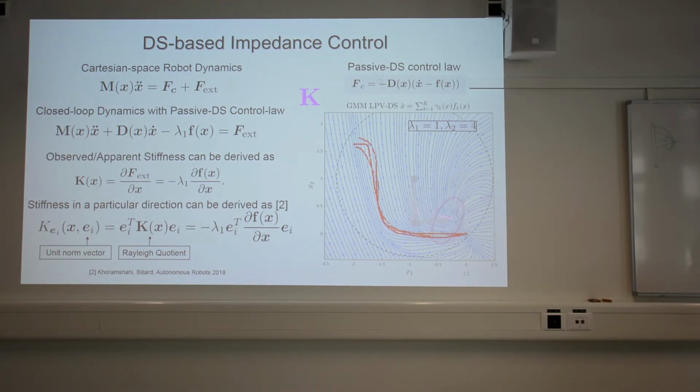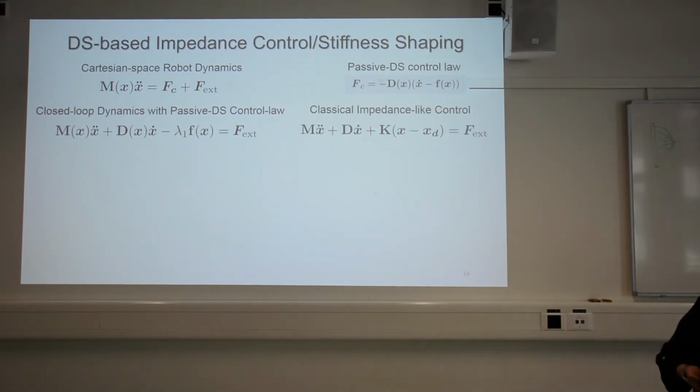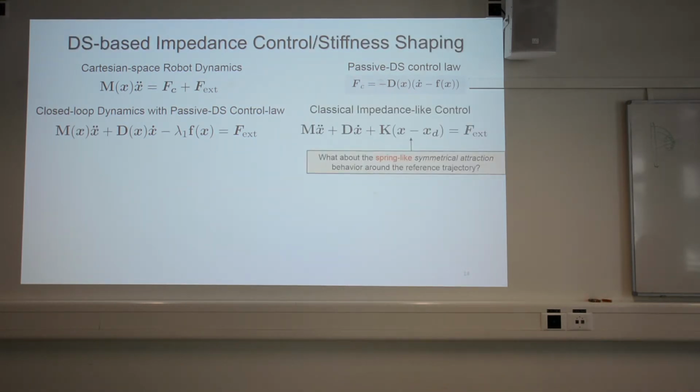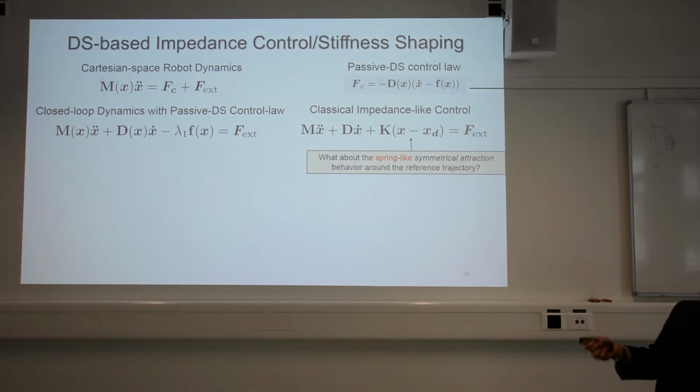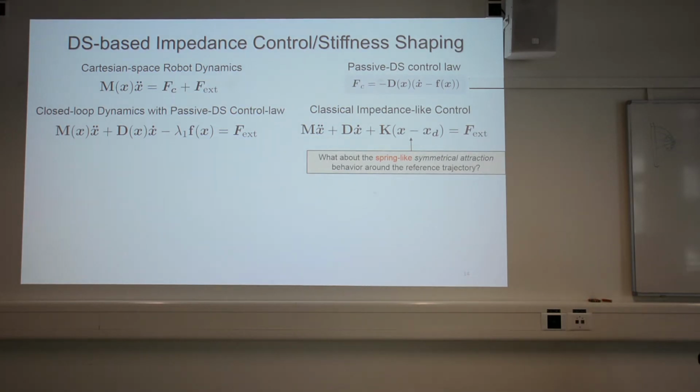So here we can see how the stiffness is changing over the entire sequence. So that's nice. We now have a notion of classical damping from our controller. We have the notion of classical stiffness. But what about the actual spring-like behavior that this term gives you from the impedance controller?